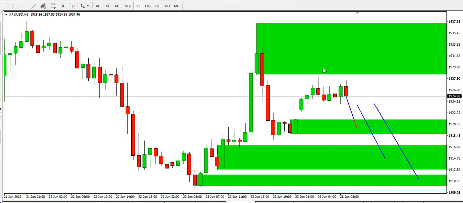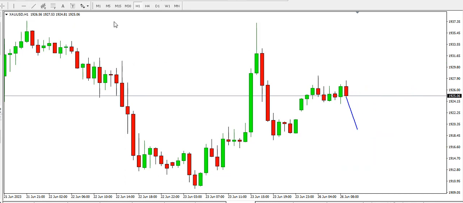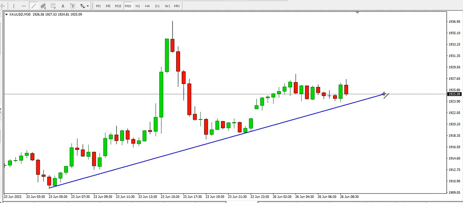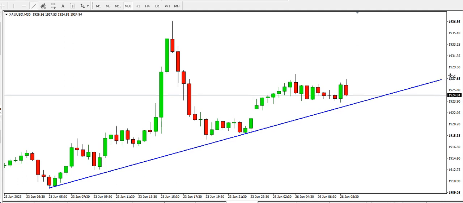Okay, we expect price to possibly get to the 1933 level before dropping for us to have something like a double top. That's that for the 1-hour time frame. On the 30 minutes time frame, we have this ascending trend line that might give price some level of support for price to continue to go up.